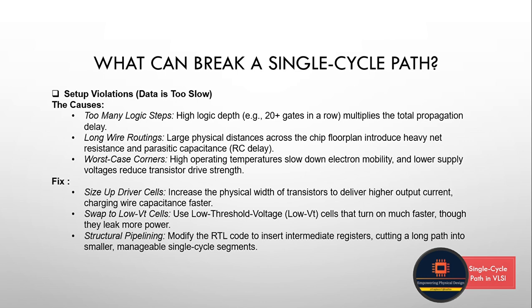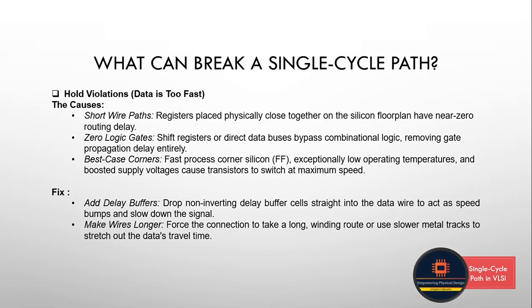If we go with lower VT cells, the lower threshold voltage will help us turn on much faster, though they are a little leaky, but we have to balance that. Like if we are using ULVT, we may need to come to LVT. If we are using HVT, we may come to SVT, or we may come down to LVT. So it depends. You have to balance that. Another option is structural pipelining. We can ask the front end designers to modify the RTL code to insert some intermediate registers and cut a long path, and we can add some single cycle segments in between them. So that can be possible.